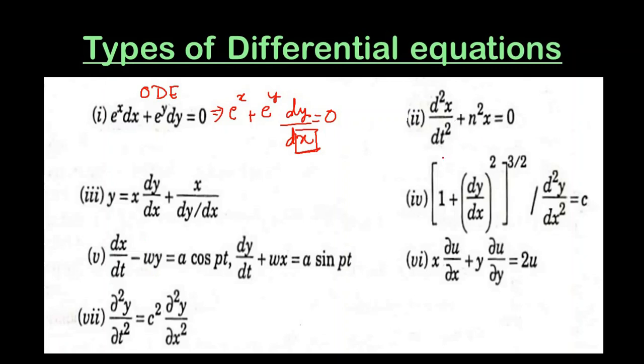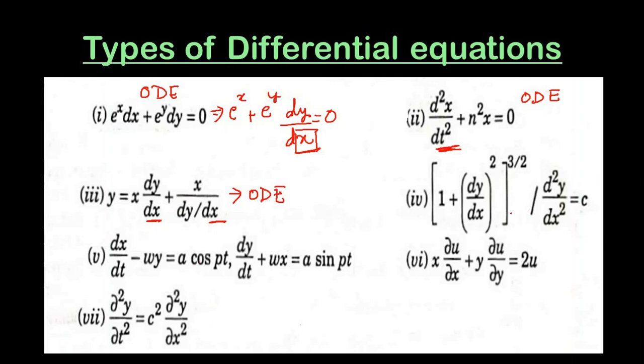Look at the second example. Here also we have got only one independent variable, which is t, right? And we are calculating derivatives with respect to t. So this is also an ordinary differential equation. Look at the third example. In the third example, we have calculated dy by dx. So x is the independent variable. Again, we have calculated dy by dx and x is the independent variable. So we have only one independent variable and therefore this is also an ordinary differential equation.